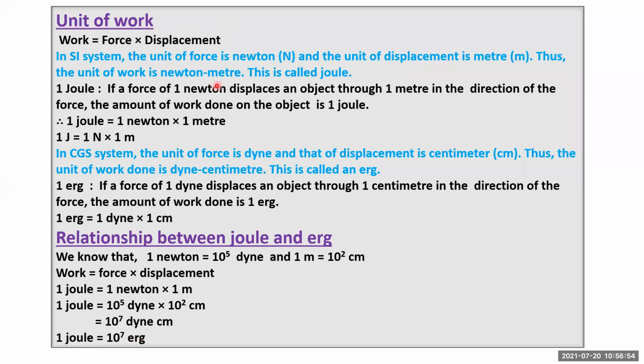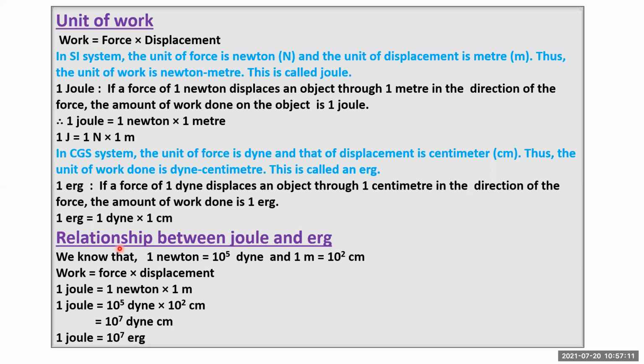Now, this is what the unit of work done is. In the SI system, it is joule. In the CGS system, it is erg. And what is the relation between joule and erg? 1 joule is equal to 10 raised to power 7 erg.